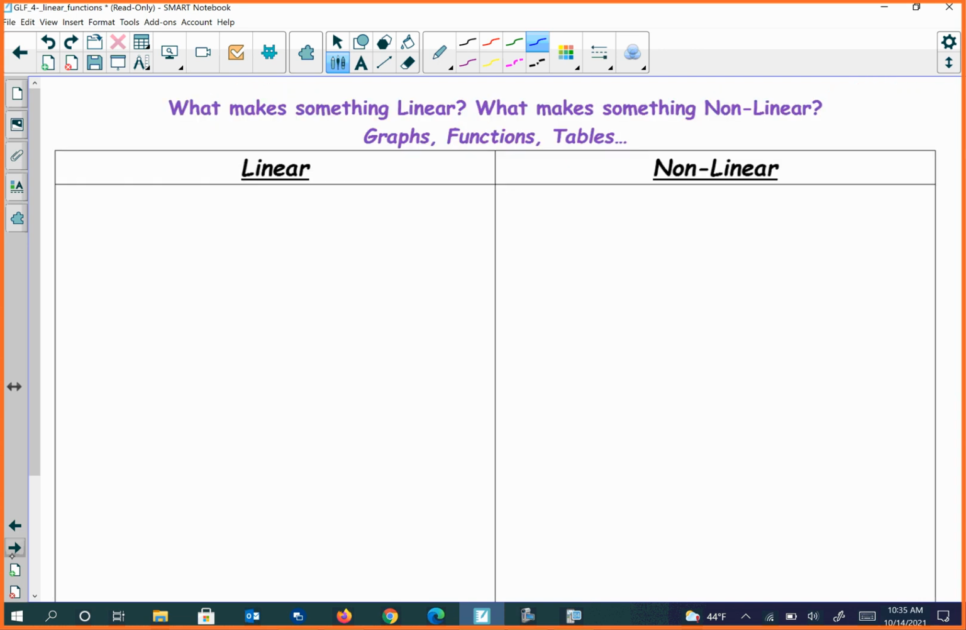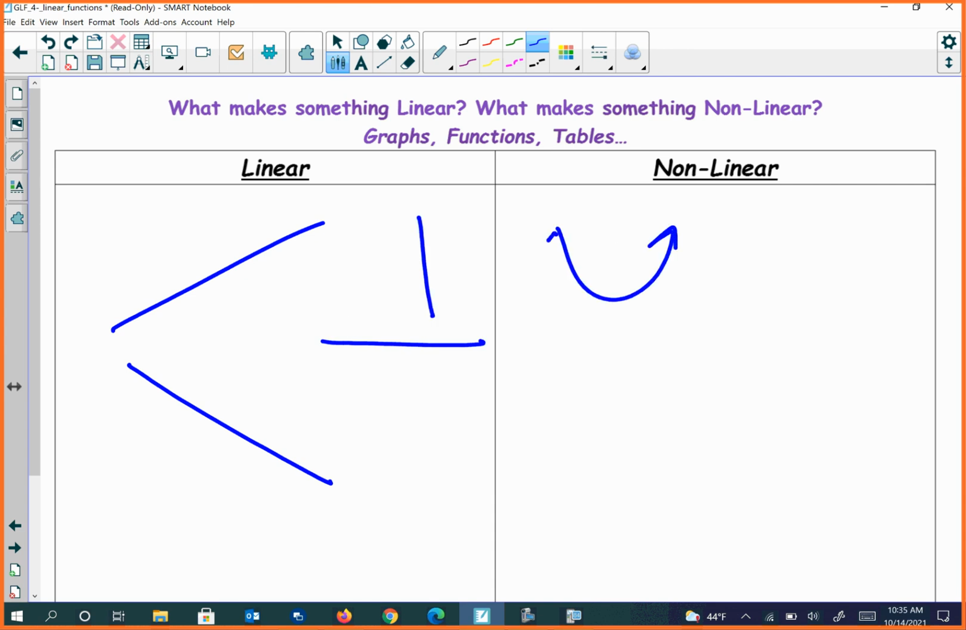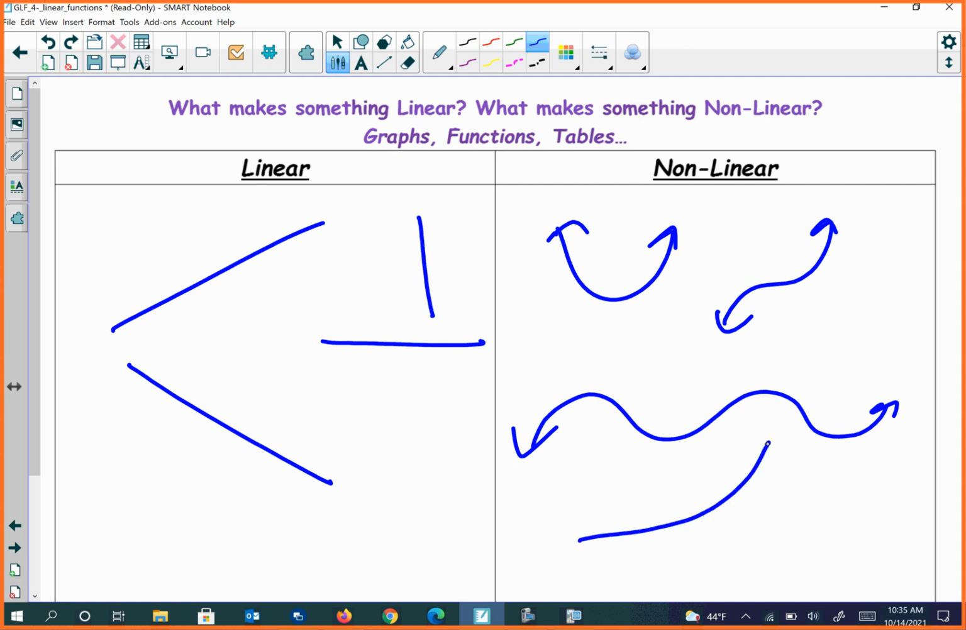So linear, you have lines of all types of things that take place. Nonlinear are things like this. These are all nonlinear ideas, exponential ideas, exponential decay. Linear means it's a straight line. It could be rising to the right. It could be dropping to the right. It could be the exact same horizontal line. It could be a vertical line. A vertical line is not a function, but it's still a line.